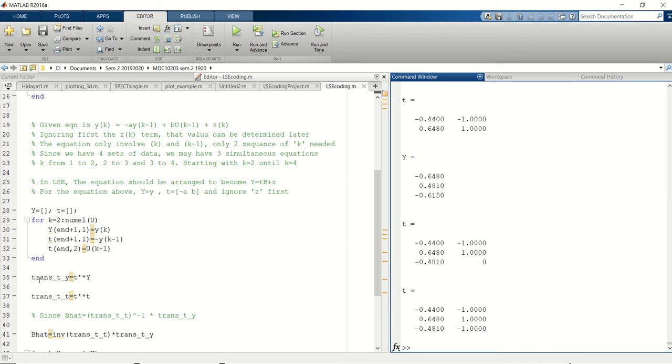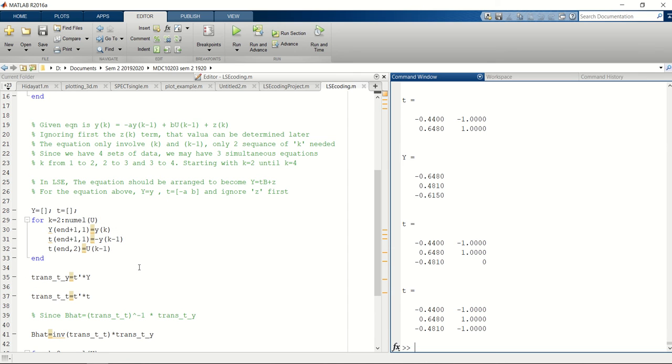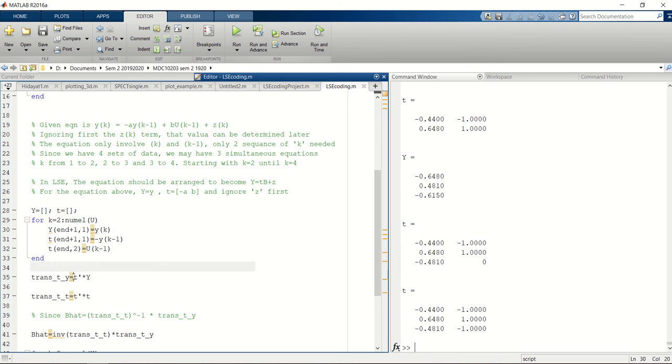So what is this actually? This one is transpose t times y. So it comes from here, transpose t times y. Right, so this is how we create the transpose.